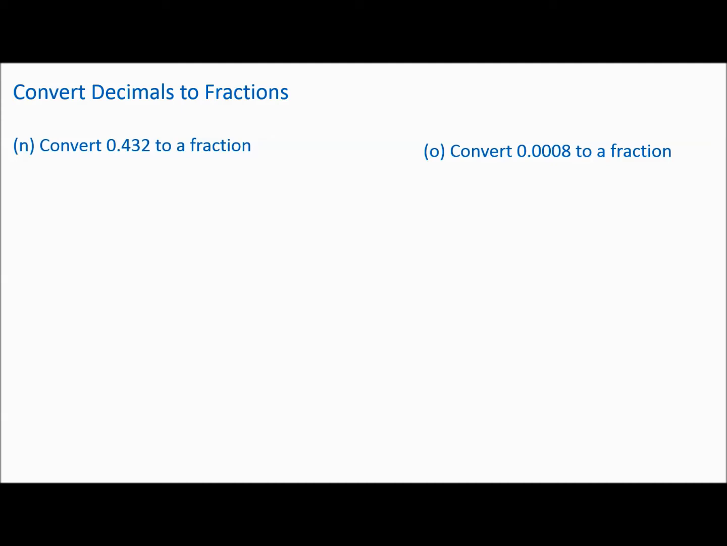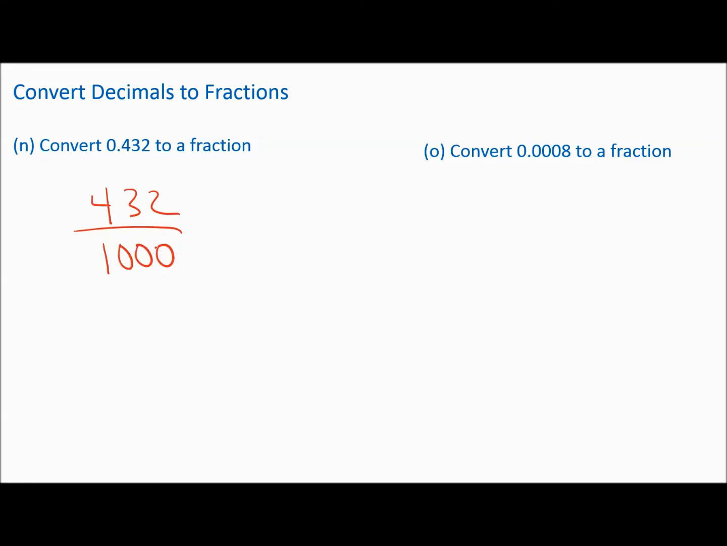0.432 is not really that. It's really 432 thousandths, right? How do I know? Because the first place value after the decimal is the tenths, and then the 3 is in the hundredths, and the 2 is in the thousandths. So this is 432 thousandths. Boom, there's your fraction right there.